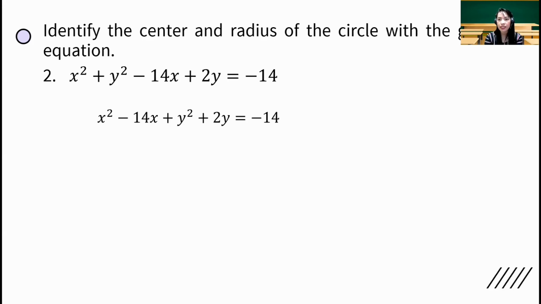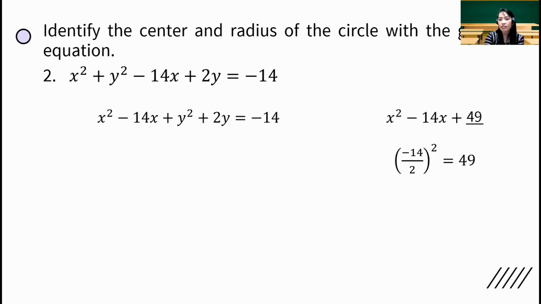Next is to complete the square. Completing the square in terms of x and in terms of y. First, in terms of x, we have x squared minus 14x plus, what is the number to be added for us to have a perfect square trinomial? So the process would be, the coefficient of x will be divided by 2, and then the result of that will be raised to 2. Negative 14 divided by 2 is negative 7 squared, that is 49. So the constant to be added is 49.